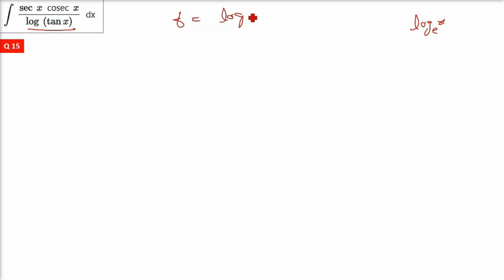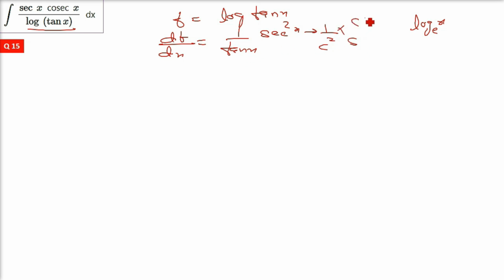t equals log tan x, the denominator. Normally we keep it as t. dt by dx will be, log tan x gives 1 by tan x, and the derivative of tan x is sec square x. Sec square x will be 1 by cos square x. This sin x cos x, sin x will remain here, cos goes up, one cos gets cancelled. So you have 1 by cos x sin x. So it will go up. And when it goes up, you are going to get this sec x cosec x. That's what we wanted, right?